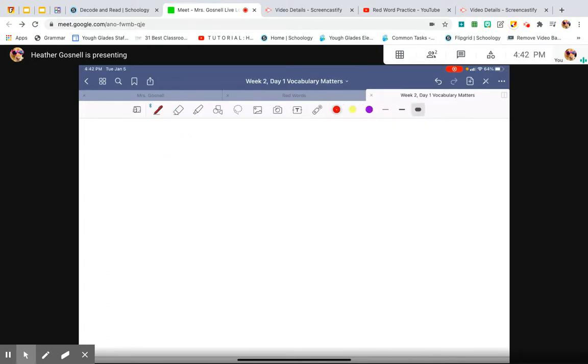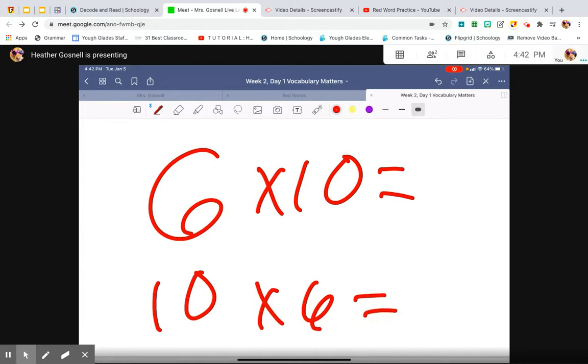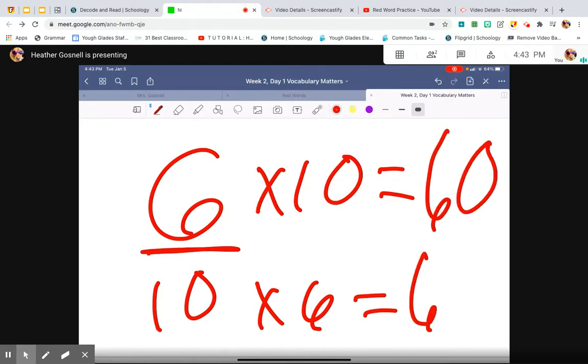Let's do another one. Let's do 6 times 10. If we know 6 times 10, we also know 10 times 6. You take the factor that's not 10 in this case, you plop it in as your first digit and add a 0 in your ones place, and you have your answer. 6 times 10 is 60, and 10 times 6 is 60.